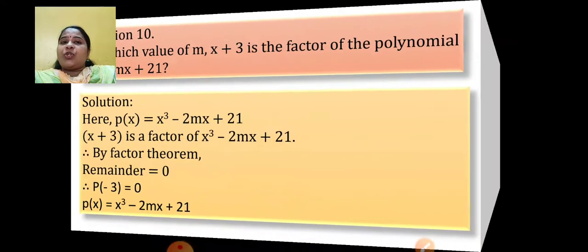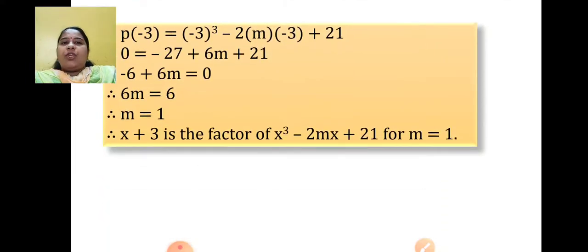So when I substitute, what do I get? I will get p of minus 3 is equal to minus 3 the whole cube minus 2m, and again this was x, so that is written as minus 3, plus 21. Now the cube of a negative number is negative, so this will become minus 27. Minus into minus is plus. 3 2s is 6, 6m plus 21. And I have told you so many times, since it is a factor, this p of minus 3 is nothing but 0. Now minus 27 plus 21, how much do I get? Minus 6.